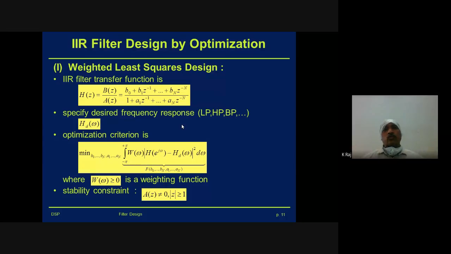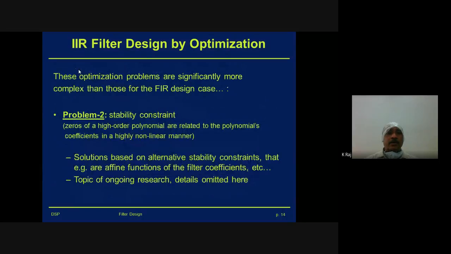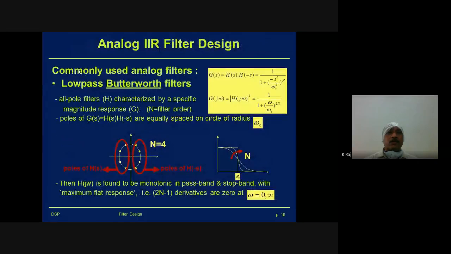Now there are many methods of designing the IIR filter. The first one is the weighted least squares design method, and the second one is the minimax design method. And here we will discuss this method. First we will discuss how the IIR filter will be designed in the analog domain, and then how it will be transformed into the digital domain.